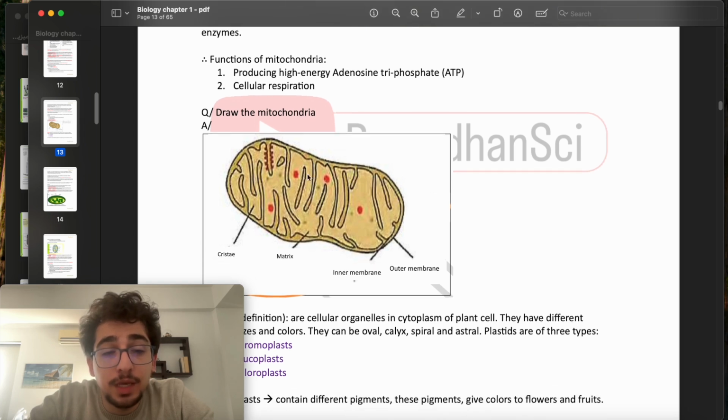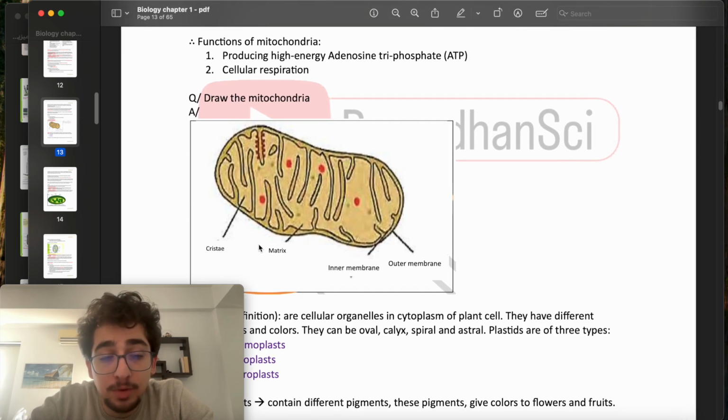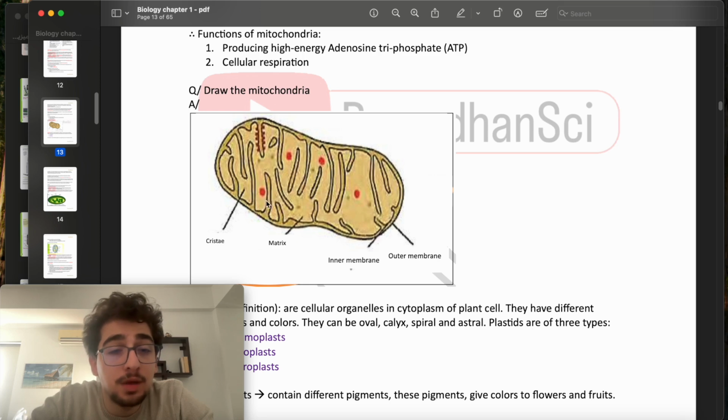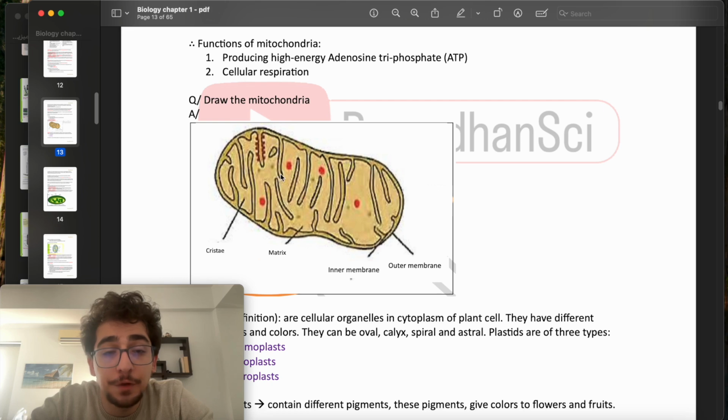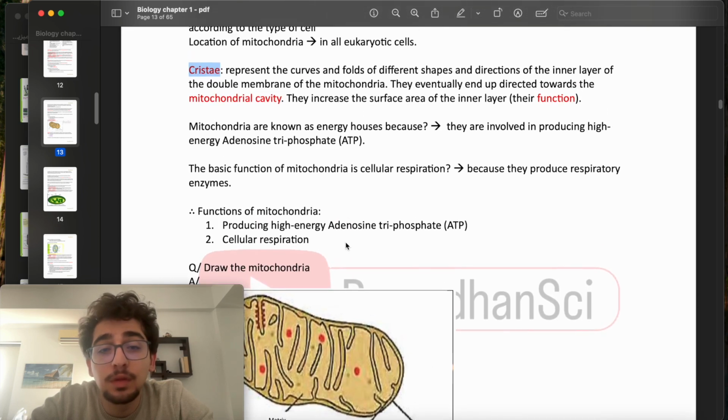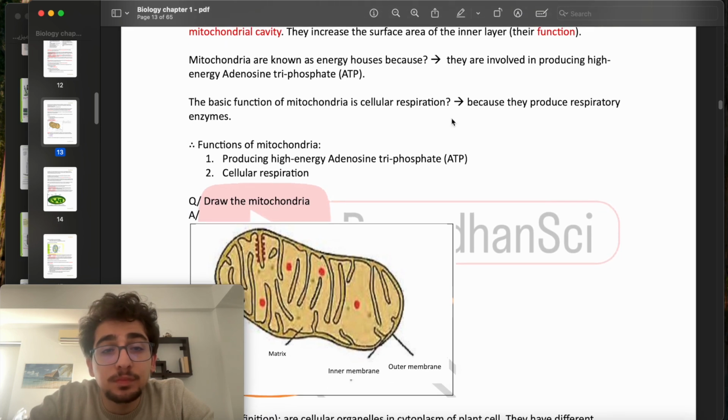Do not confuse cristae with cisternae. Cisternae are found in the Golgi apparatus, the first chamber, and cristae are the folds and curves of the inner layer of the mitochondria. And the function is to increase the surface area of the inner layer. They will tell you to explain or justify why mitochondria is known as the energy house or the powerhouse of the cell. Because they are involved in producing the high energy ATP, or adenosine triphosphate.